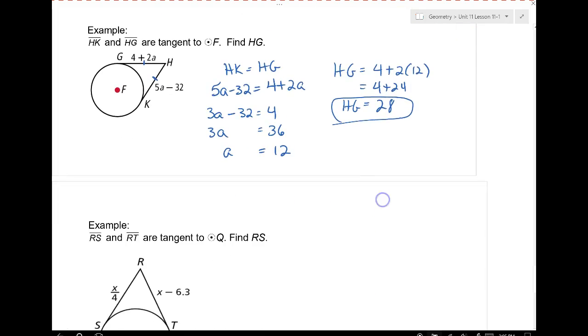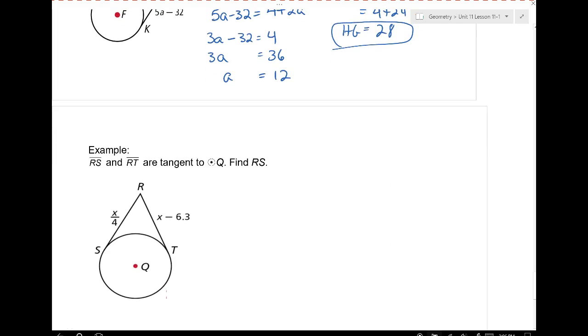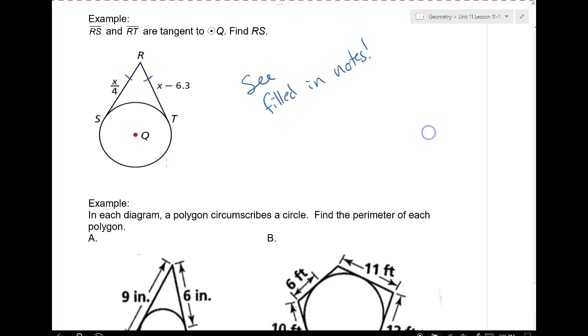What do you guys think? All right, this next one actually would have a decimal answer if you did this correctly, but it's the exact same process of setting them equal to each other. So we're going to skip it. Is that okay with you guys? You can fill in the notes, and you can find that online.